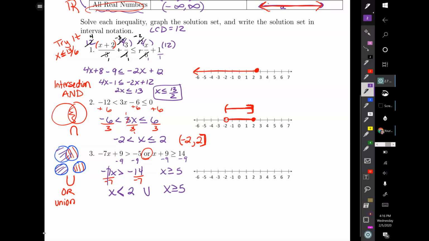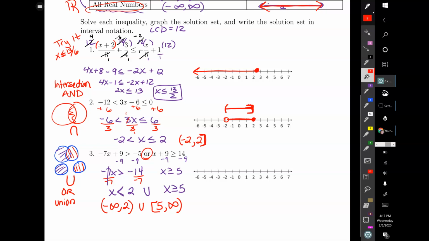And so how I write that is negative infinity, comma 2, and I'm going to have curved parentheses around that, union, and then x is greater than or equal to 5, so I'm going to have a squared off bracket, 5 comma positive infinity, then end with a curved parenthesis.